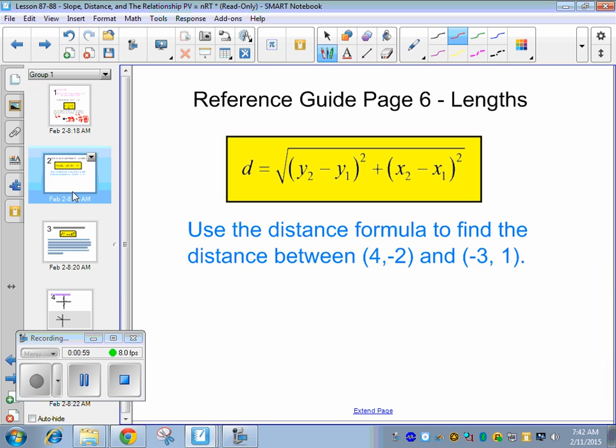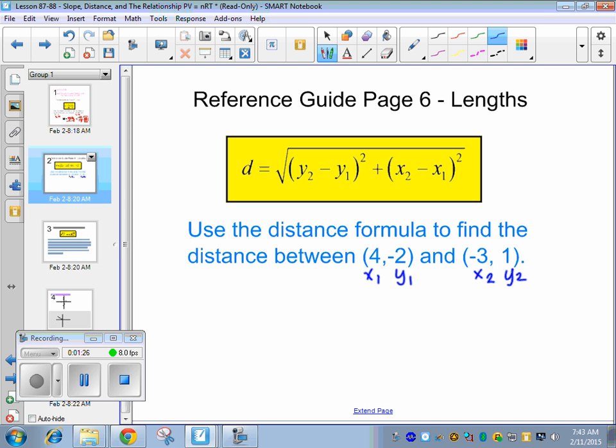Some good review. I don't know that we've actually learned the distance formula. We've used Pythagorean theorem. I'm not sure, but let's put this in the back of our notebook as well. So go ahead and turn to page 6, lengths, and I want you guys to write down the distance formula. So we can label them the same. This can be x1, y1, x2, y2. You don't have to label them.